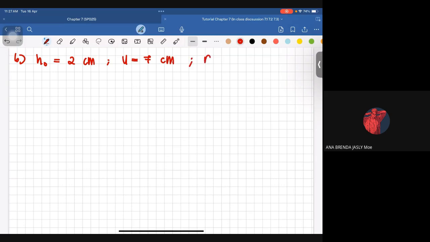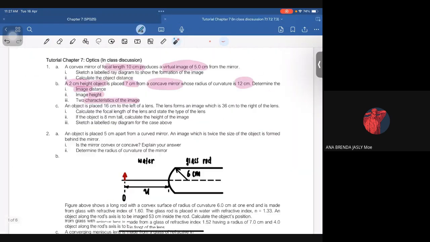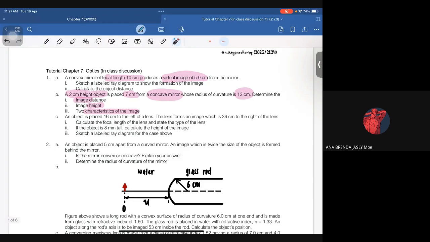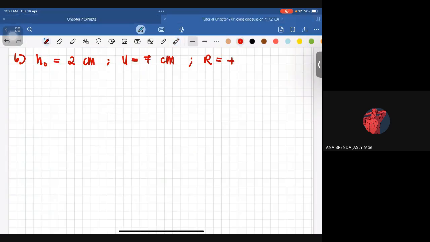And then radius of curvature, kita check balik. The mirror mentioned here is a concave mirror. So kalau concave mirror, R mesti positive. F dengan R is basically the same lah. Kamu kena ada sign convention yang sama. So kalau concave mirror, dia mesti positive. So kamu letak positive 12 centimeter. Why? Because this is a concave mirror.